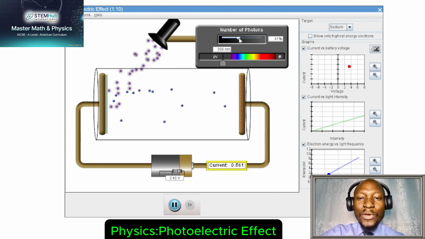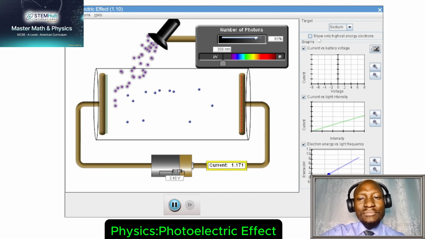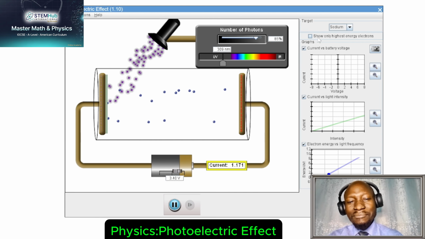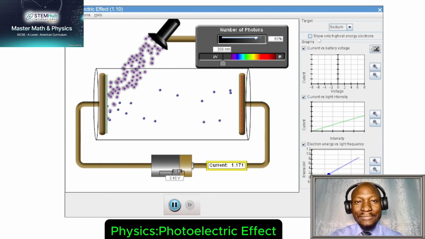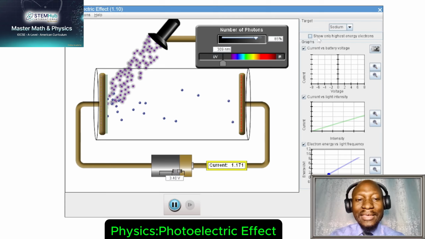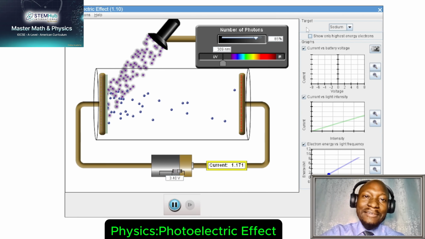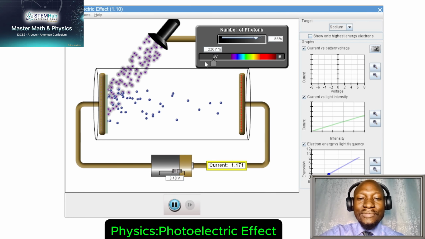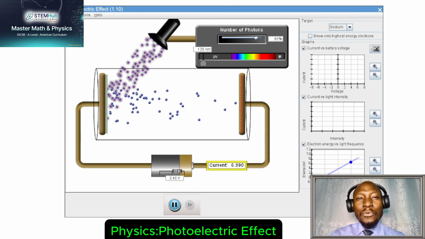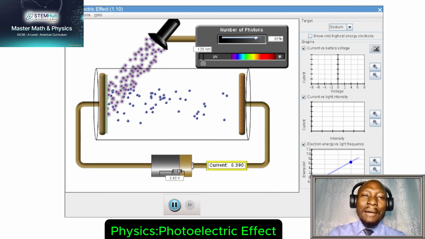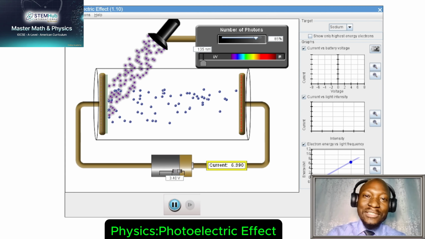What happens when we increase the intensity of the incident radiation to around 83%? You discover that more electrons are ejected. In other words, that also affects the photoelectric effect. When we reduce the wavelength of the radiation, in other words increase the energy, we can see that the amount of ejected electrons, the photoelectrons, also increases in number.